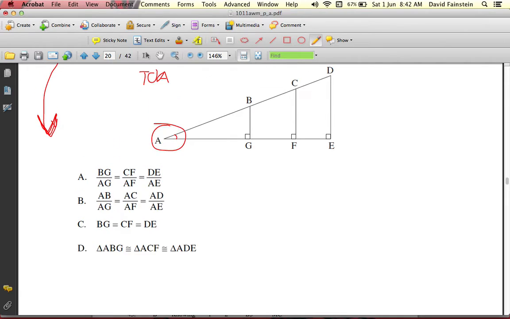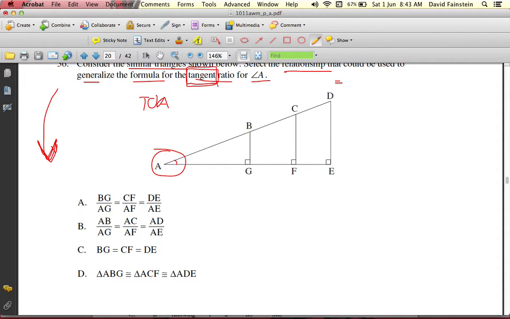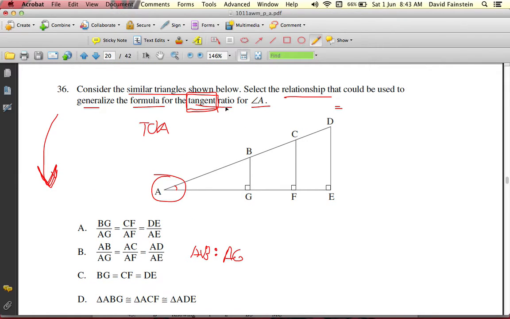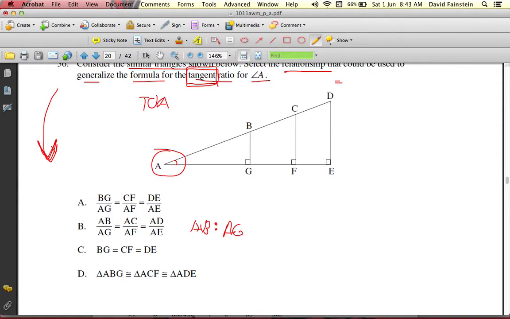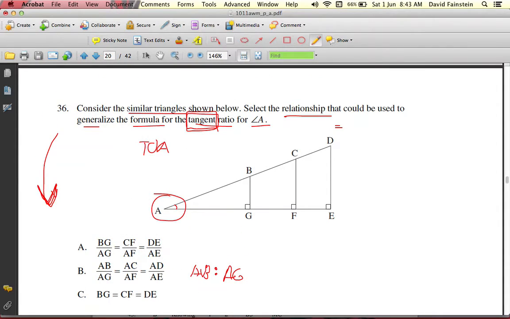Oh, I see. So they're showing line segments here like BG, which is this one, and AG, which is this one. And they're showing AB, which is this one, and AG, which is this one. And they're showing a bunch of line segments and how one over another equals something else. One over another can be expressed as a ratio as well, right? With these two little dots. You could say like AB to AG, right? Okay, so ratio. So tangent ratio, okay.